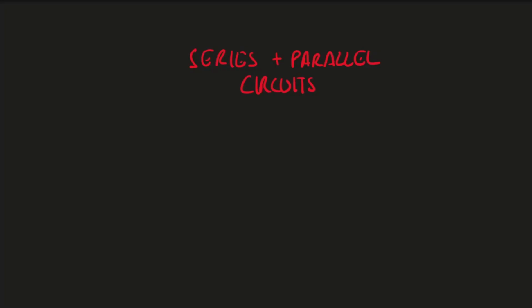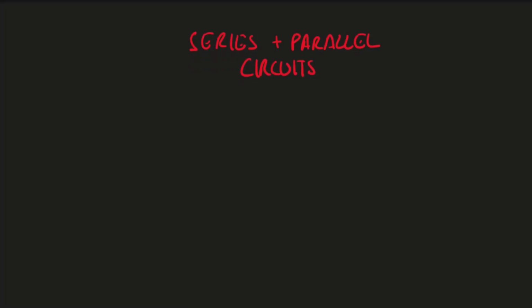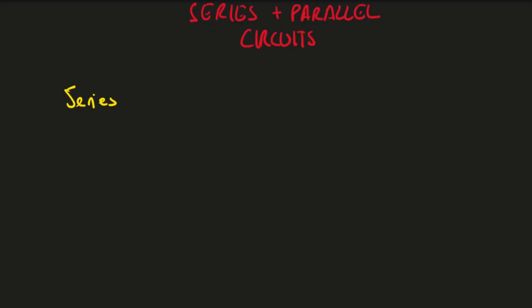So we have touched upon the idea of series and parallel circuits, but let's look at them in a little bit more detail now. So we have seen series circuits before. A series circuit is essentially when you have one loop or one possible way for the current to flow through the circuit.